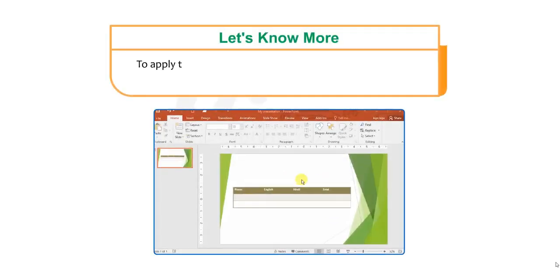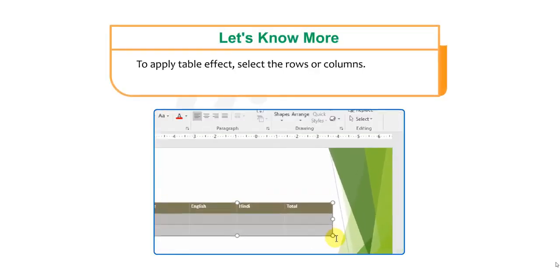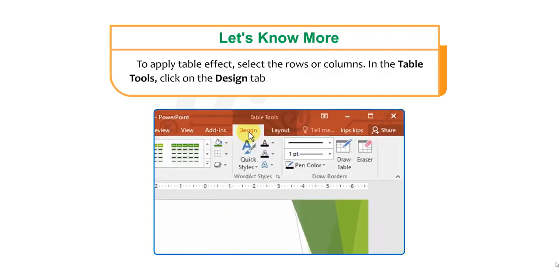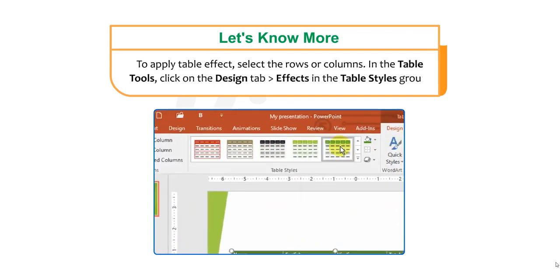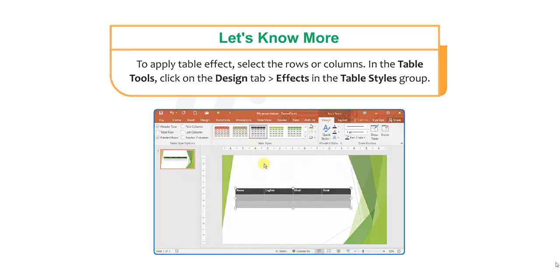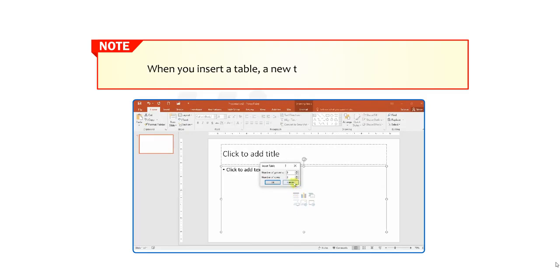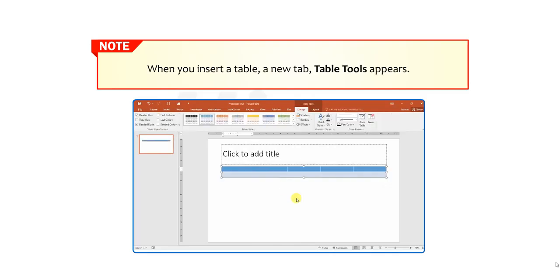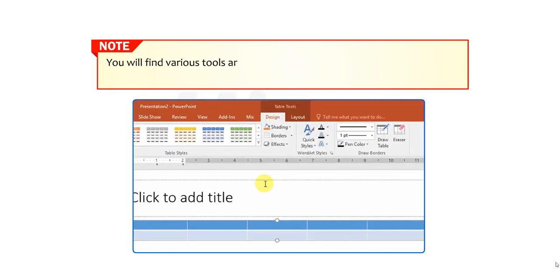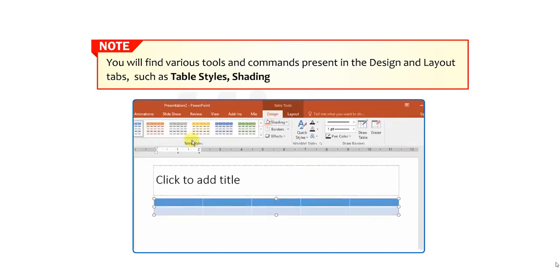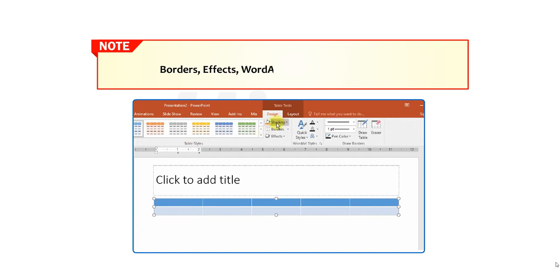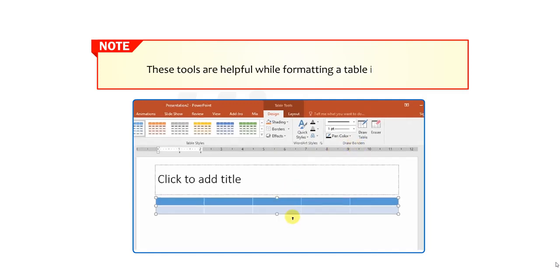Students know that to apply table effects, select the rows or columns. In the Table Tools, click on the Design tab, then go to Effects in the Table Styles group. Another interesting fact to note is that when you insert a table, a new tab, Table Tools, appears. You will find various tools and commands present in the Design and Layout tab, such as Table Styles, Shading, Borders, Effects, Word Art Styles, Draw Borders, etc. These tools are helpful while formatting a table in a slide.